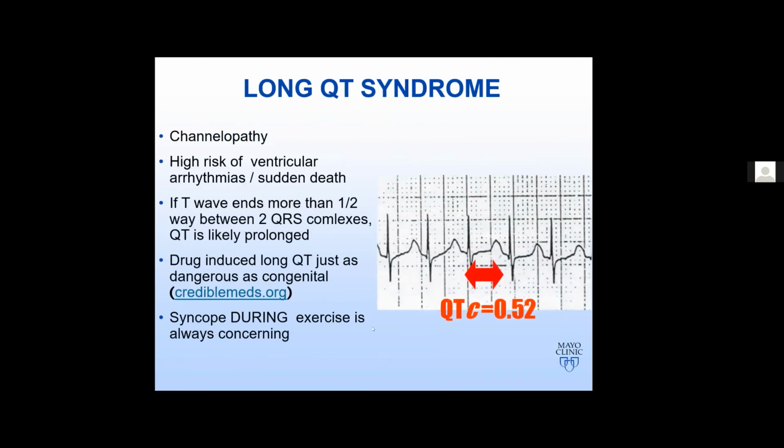So in general, a way to look at things is if you take 2 QRS complexes and you draw a line halfway in between, if the T wave is ending on this side of that, it could be prolonged, and you definitely need to look closely at it and measure it, because these patients are at high risk for ventricular arrhythmias and sudden death. And also realize that drug-induced long QT is just as dangerous as congenital long QT syndrome.